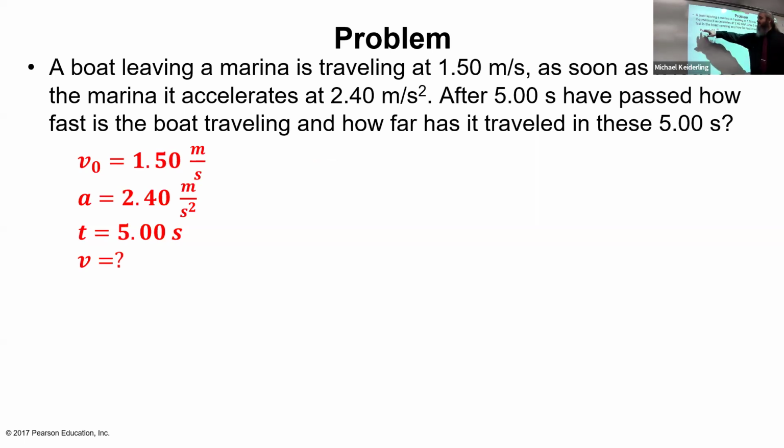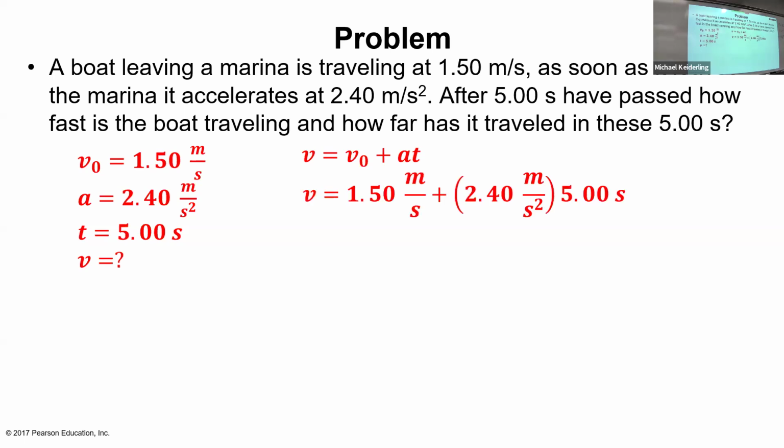We're looking for velocity. We know initial velocity, acceleration, and time. That fits this equation. Velocity is initial velocity plus acceleration times time. So if we plug in our numbers, velocity is 1.5 meters per second, our initial velocity, plus 2.4 meters per second squared times 5 seconds of time. Acceleration times time.